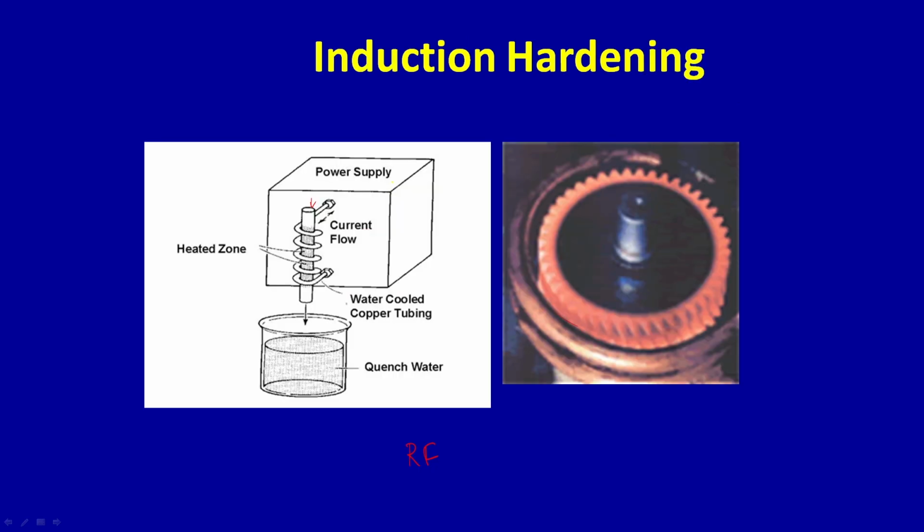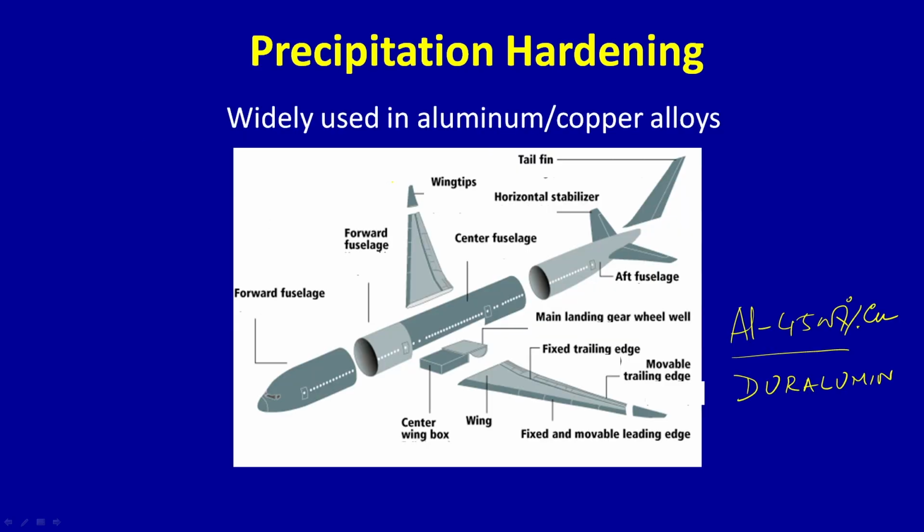Or we can actually do induction heating also. Induction heating will lead to the surface being heated up and then quenched. That will lead to martensitic formation. Then we talked a little bit about precipitation hardening, which is used in aluminum alloys, aluminum-copper basically, but there are many alloys, aluminum-copper-lithium and other alloys, that also undergo this kind of phase transformation or hardening. And this is what is done here.